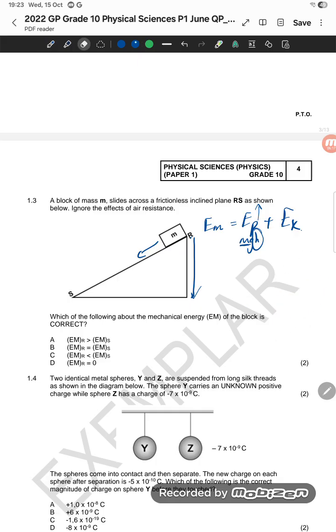Okay, so EP plus EK. EK is movement energy, so I'm going half mass times velocity squared. And all of this is just to say that my mechanical energy here at the top, my EP, wouldn't be less than 5 because I got 9.8. So say for instance it's 50 joules.